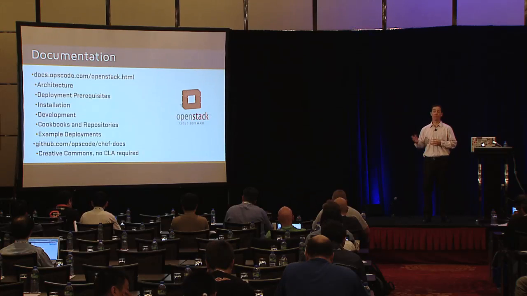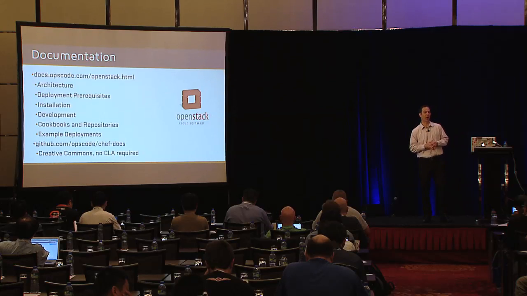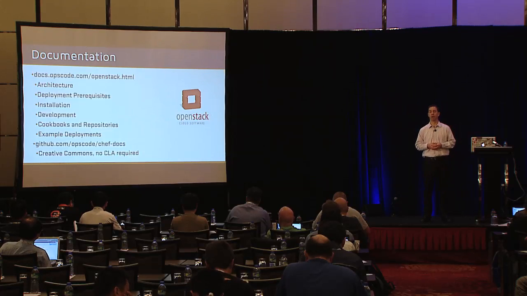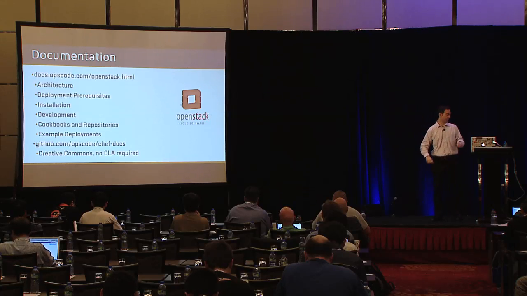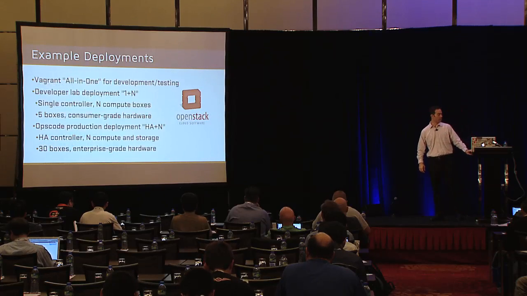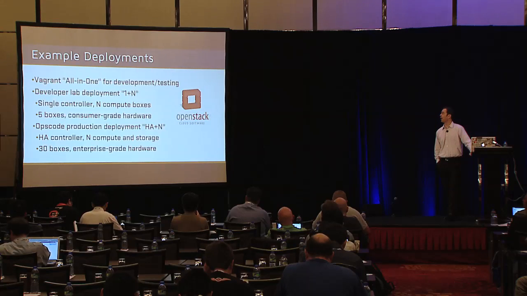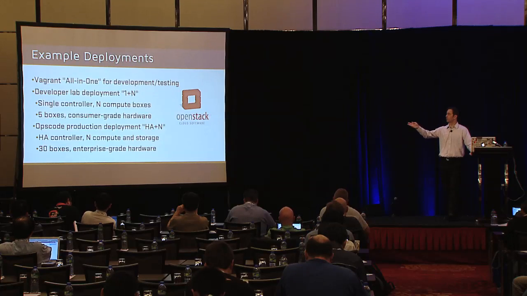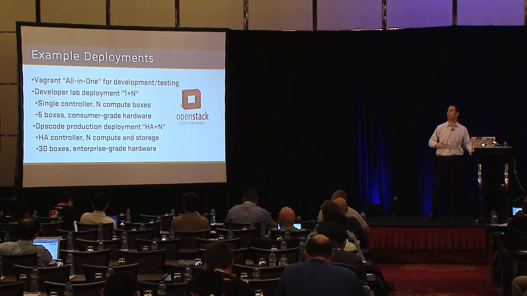The example deployments that are there are mine. I'm documenting my small lab of 5 machines, and I'm documenting OpsCode's deployment of 30 boxes with a couple hundred VMs, just so you can follow along from home. I've been told that there will be additional documents provided for thousands of machines. Looking forward to that. So documentation, always the best part of using open source. And again, the example deployments that are there are the Vagrant deployment we're doing today, the developer lab of 1+N boxes, which is my lab on consumer grade hardware. That's code for cheap. And then OpsCode stuff, which is enterprise grade.